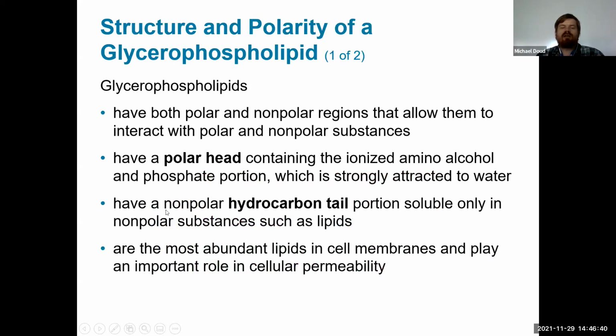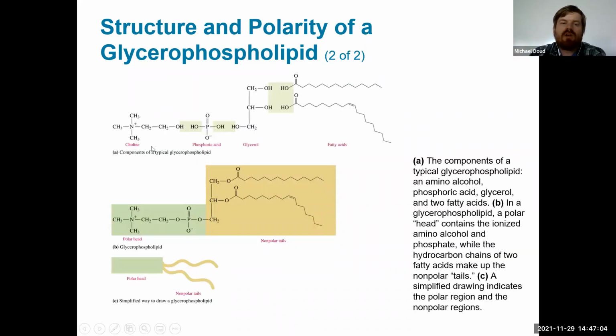So the nonpolar tail will only dissolve in nonpolar substances like lipids, and then the polar head that contains the phosphate and the amino alcohol is going to be strongly attached to water. So this is actually what gives cell membranes their structure. You have a polar outside, and then inside, the nonpolar tails are all interacting with one another. So yeah, here's another example of your glycerol phospholipid. You have your nonpolar tail and then the polar head. And this is going to become really important when we talk about the cell membrane structure.